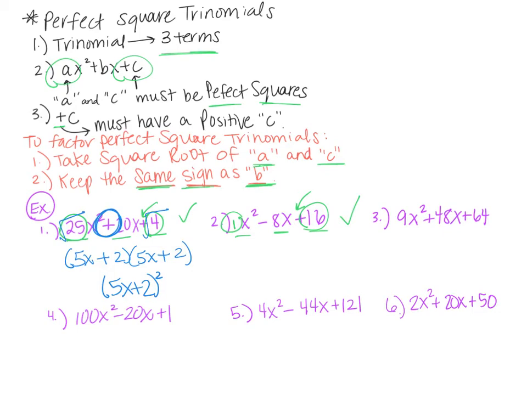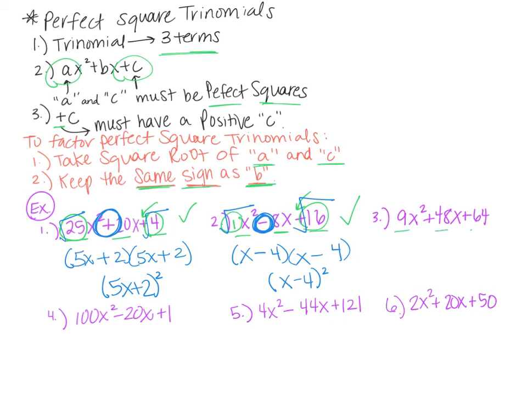So I'm going to go ahead and take my square roots of my A and C. So the square root of 1x squared is just 1x. The square root of 16 is 4. I'm going to match the sign of this b. So they're both going to be subtraction. So I could write it as x minus 4 times x minus 4. I could also write it as x minus 4 squared. All right? Let's look at our next one.